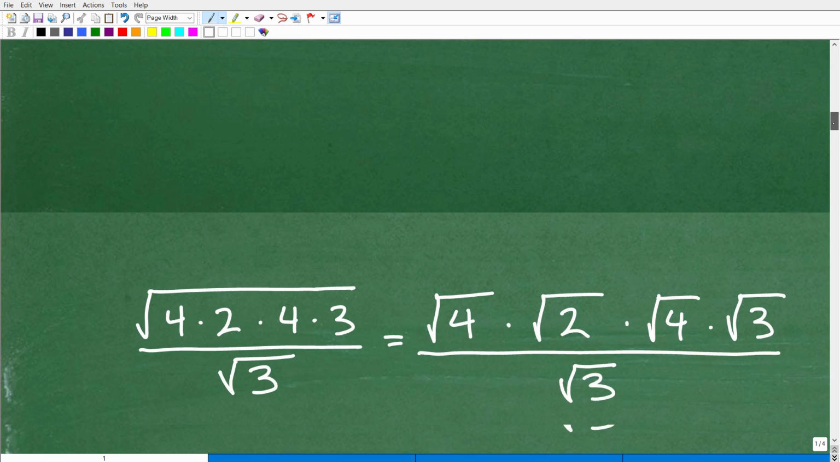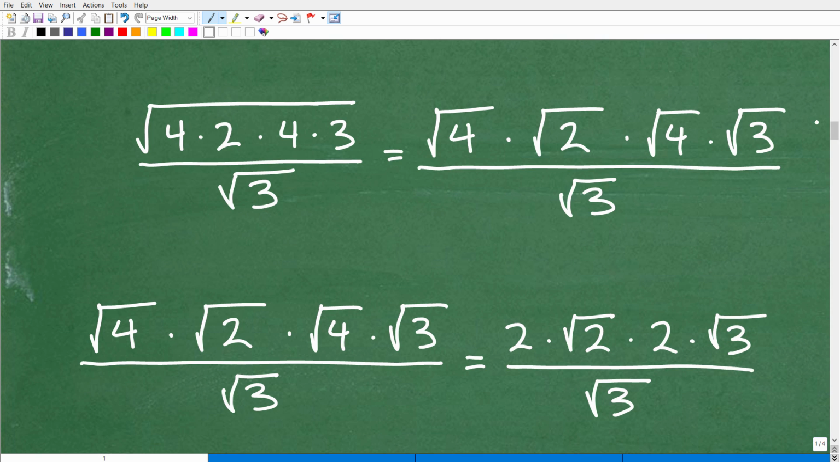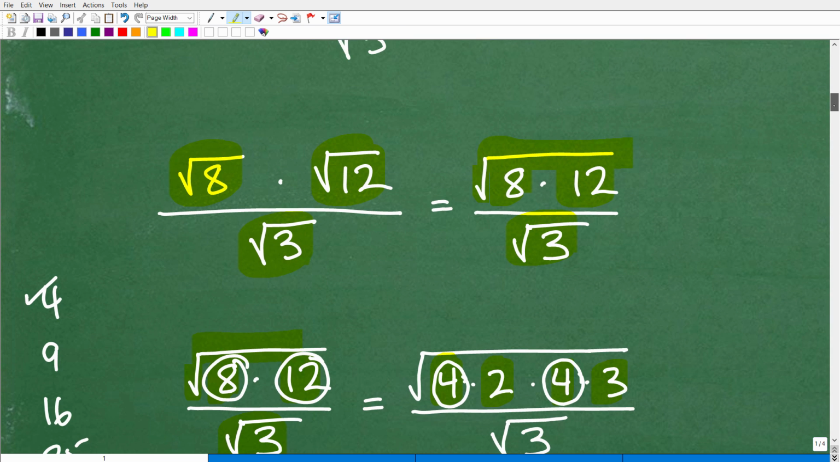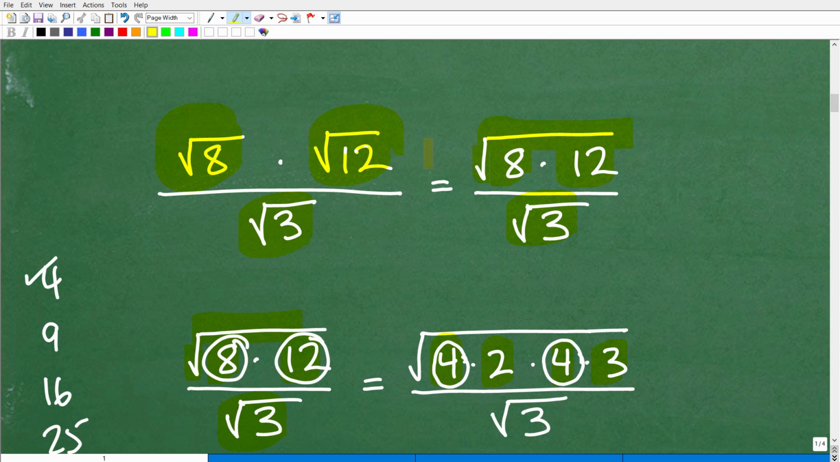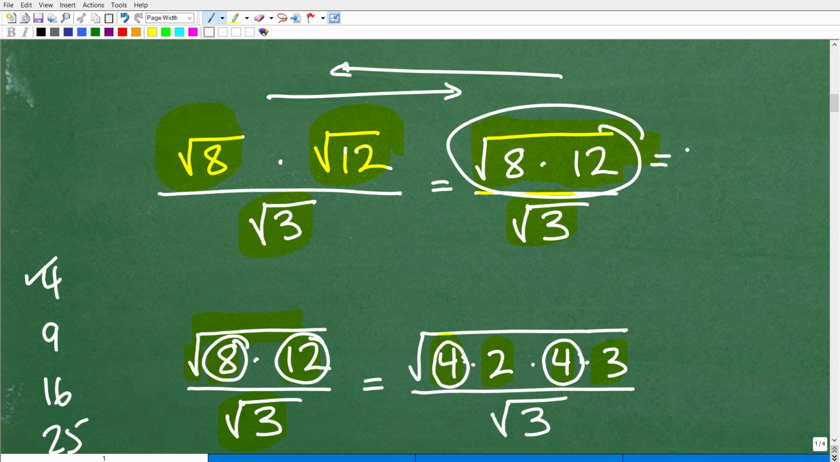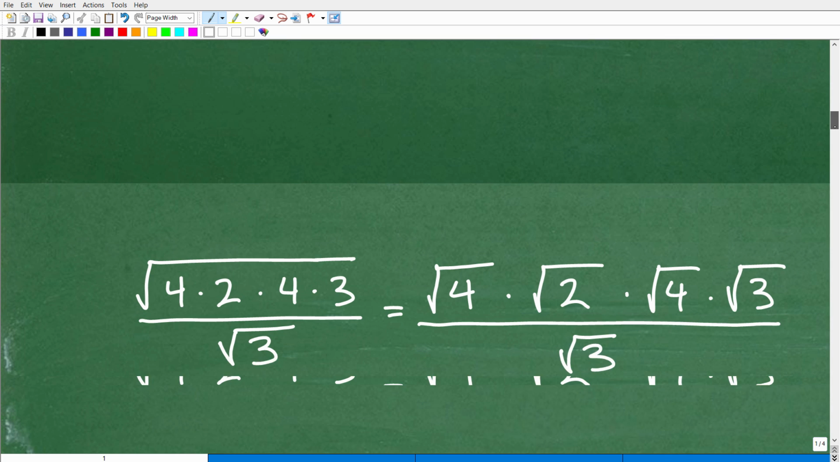So let's continue on. Here are our factors. We have the square root of 8 times 12, but we're writing this as 4 times 2 times 4 times 3. Just as we can write separate square roots, the square root of 8 times the square root of 12, and put this under one big square root, you can go this way or you can go this way. If I have one big square root, I can separate these factors into their own individual square roots. So that's what we're going to do right here.